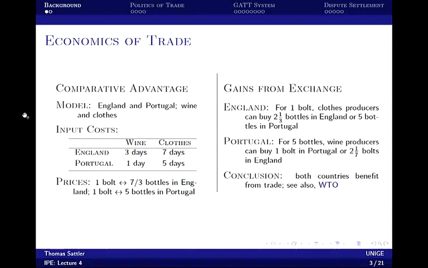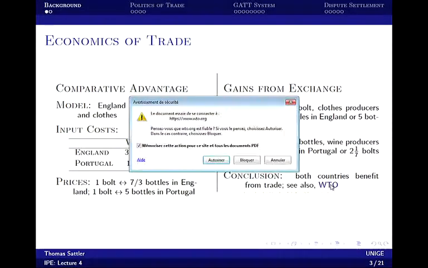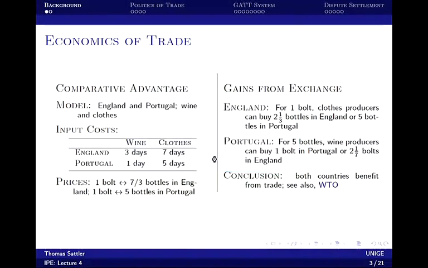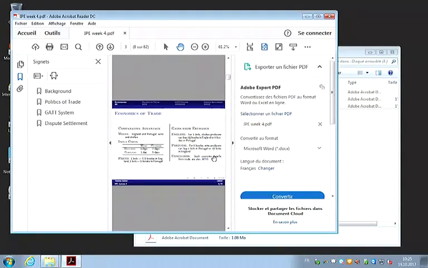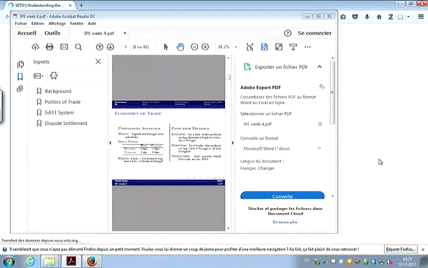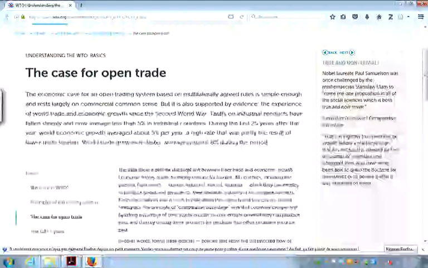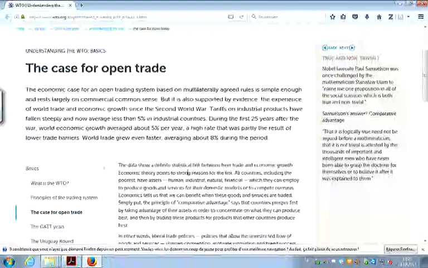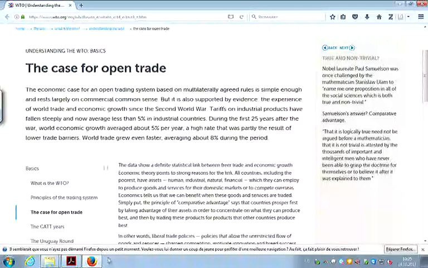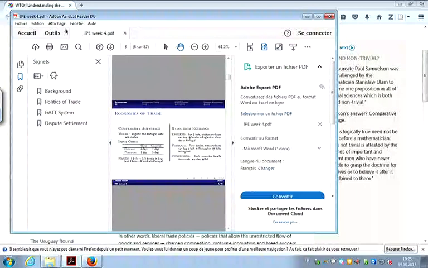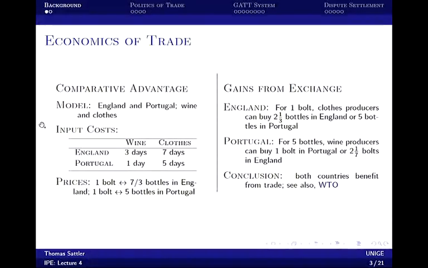So this is just a simple version of what you learn in international economics, right? And that's a classic example by Ricardo. I have here the link on the WTO website, so you can click on this on the slide, and you get to the website of the WTO, and they explain this to you again if you want. So you can do this for yourself at home. So that's the economic story. What's the problem?